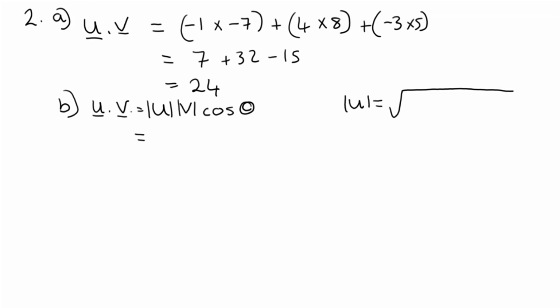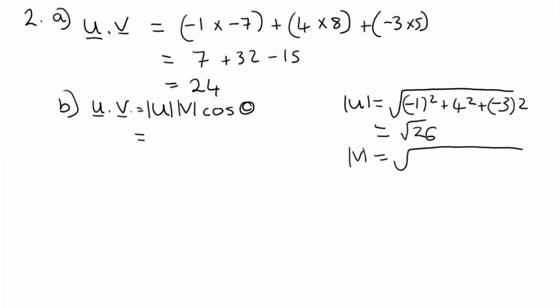So the magnitude of u is -1 all squared plus 4 squared plus -3 all squared, square rooted. And that is root 26. Do the same to find magnitude of v. So just the components of v, all squared and square rooted. So that's square root of 138.